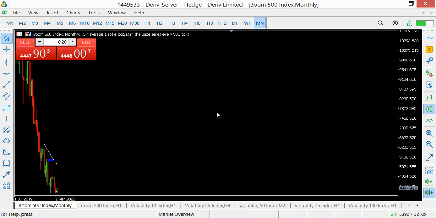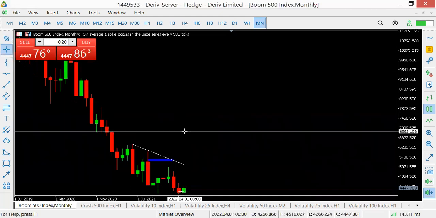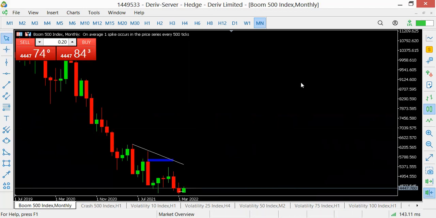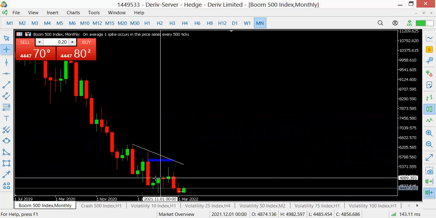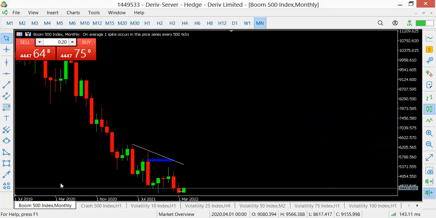Can you see, guys? I'm trying to move to the right hand side of the chart, but the market is not moving because BOOM500 does not have much history. Let me show you guys something. If you look closely, you get to see that at this point, this is just March 2022. This is 1st July 2019, 1st March 2020, 1st November 2020, 1st July 2021, this is March.